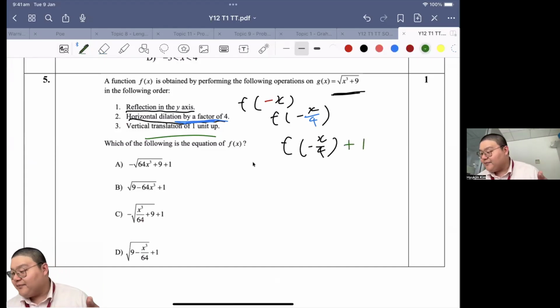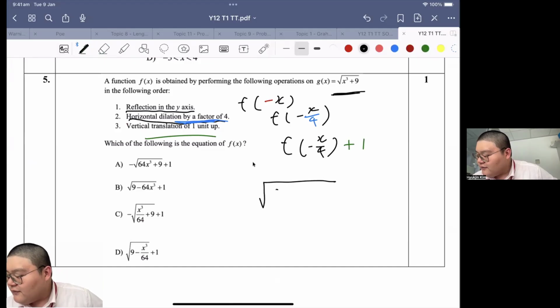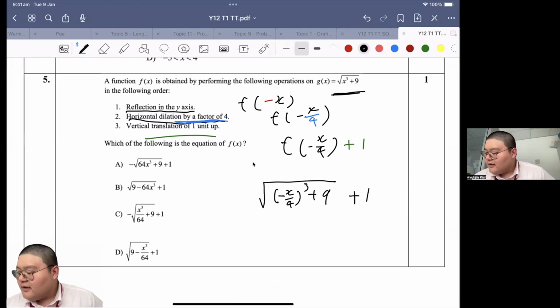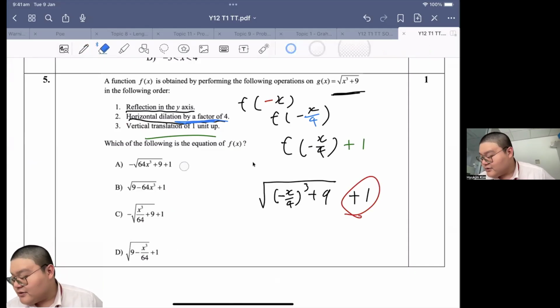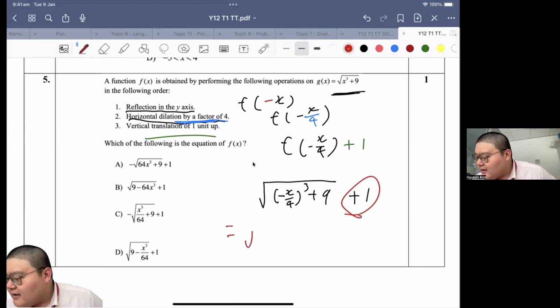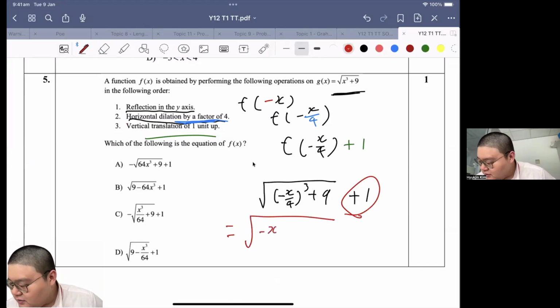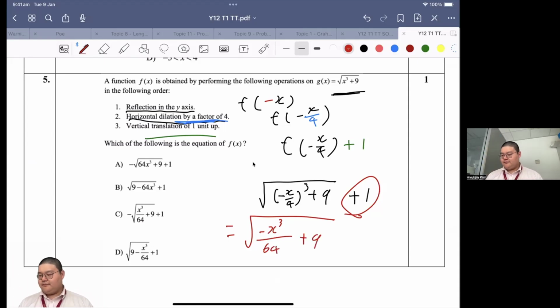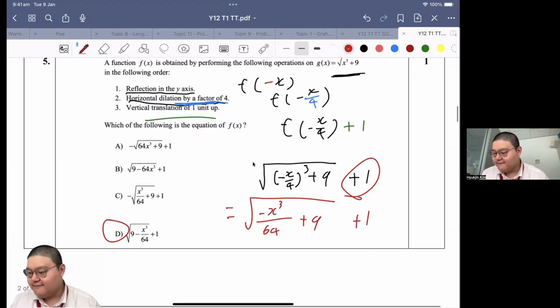F of negative x on 4 plus 1. Let's chuck this in one at a time. I have square roots of negative x on 4 cubed plus 9 plus 1. Unfortunately, the plus 1 does not tell me anything because all 4 of these options have that. So, oh well, it is useless. Let's expand out and see what we can do. Negative x cubed, all divided by 4 cubed, is 64, plus 9, plus 1. What is that? Oh, it's option D. Oh, good. We'll move on.